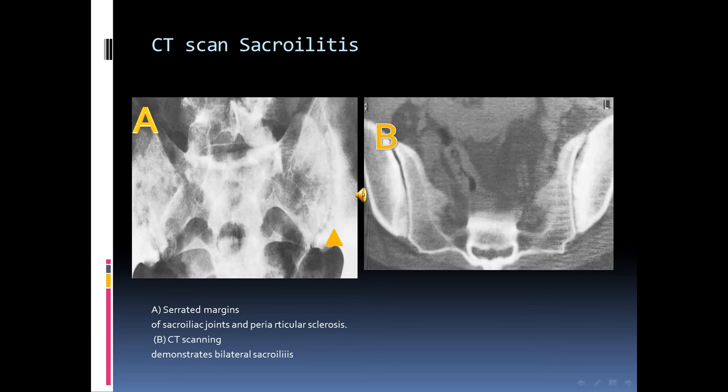And here we have a CT scan image taken in coronal sections for a demonstration of the sacroiliac joints. You can see in image A and B the changes of sclerosis, which is more obvious or more advanced in image A, while in image B there is still preserved joint space. These changes represent sclerotic areas of sacroiliitis in ankylosing spondylitis.